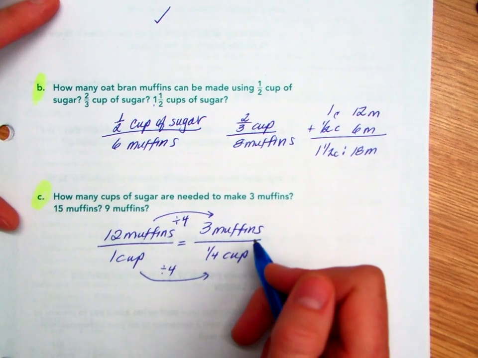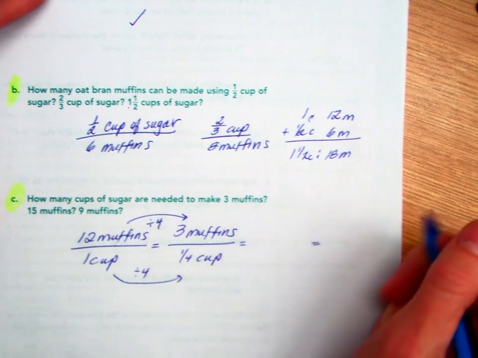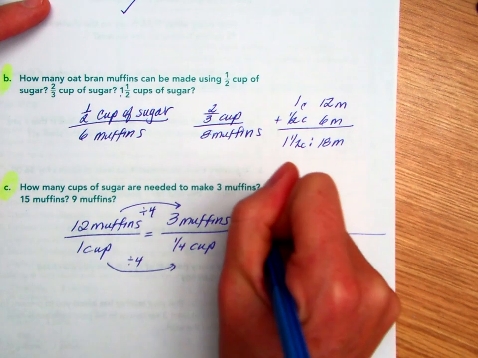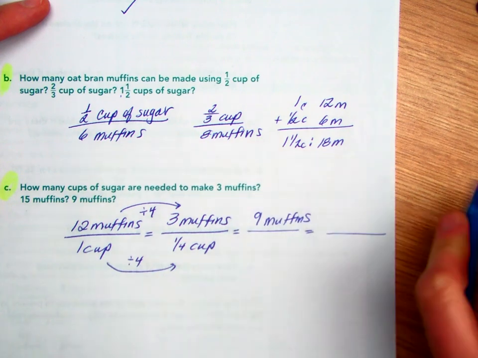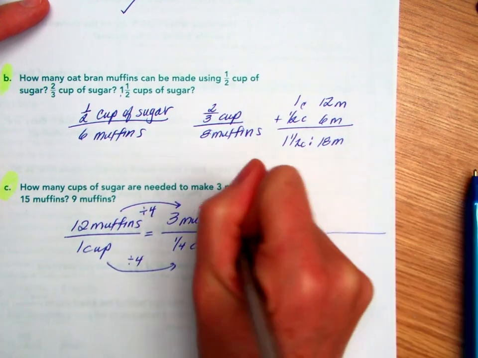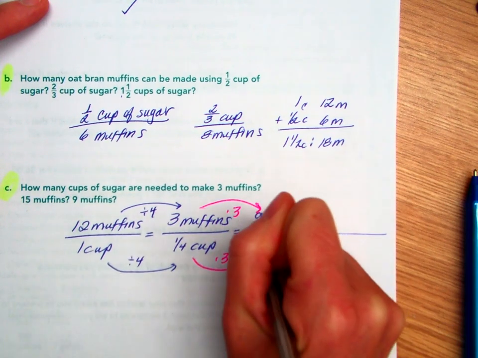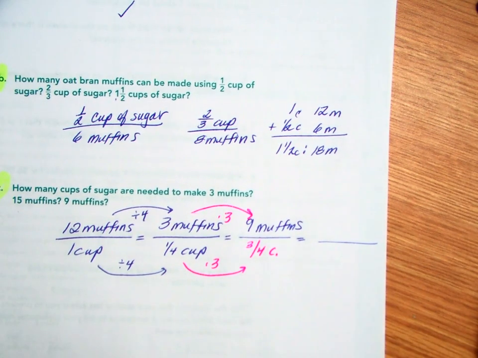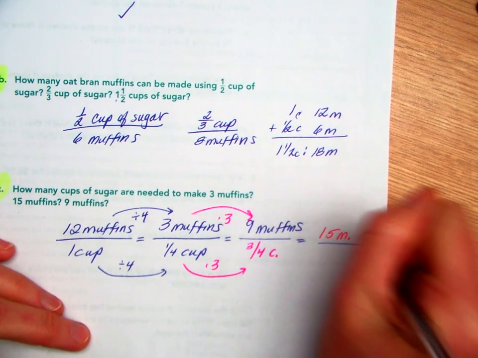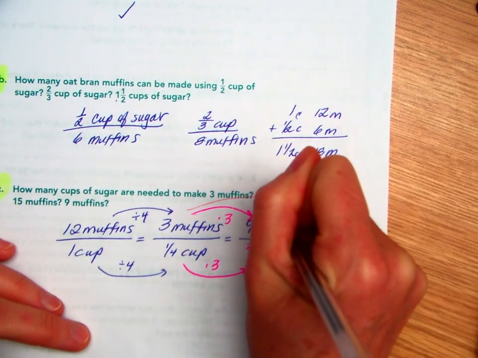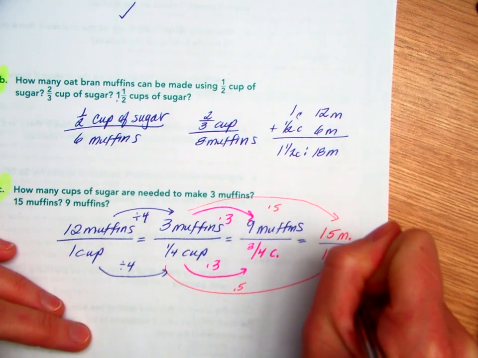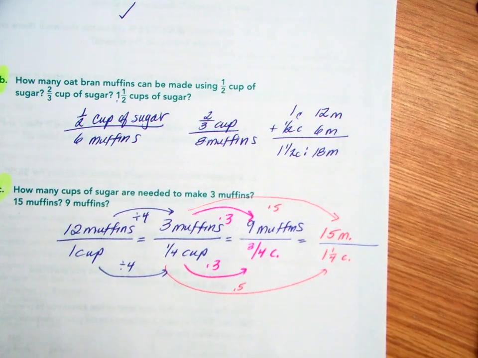If I know that, I could scale up. How much is 15 muffins? I can make a nice long proportion for you here. Let's say I see 15 and 9. I'm going to go to 9 first. Let's look at the hop from here. 3 to 9 is times 3. 1/4 times 3 has got to be 3/4 cup. I can hop from 3 to 15 by times 5, so I'm going to do 1/4 times 5, which is 1 1/4 cups. So I used proportions there.